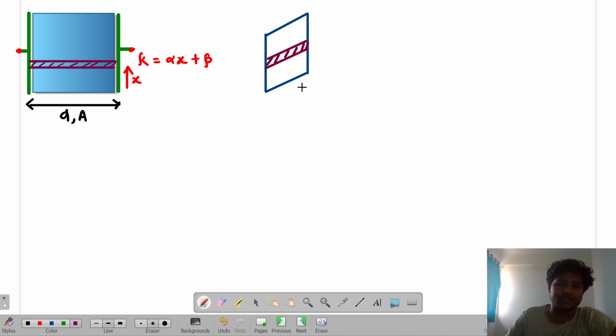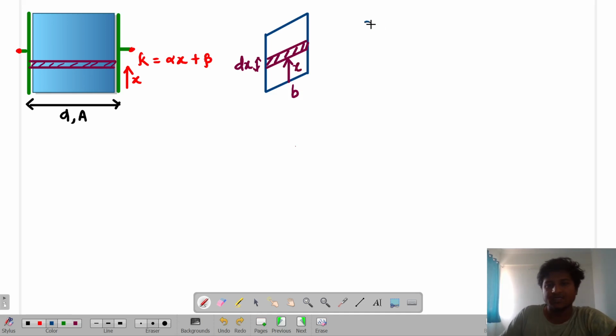So look over here. Its breadth is still the same, but the length is dx, at some distance x from the base of the plate. Is that clear?